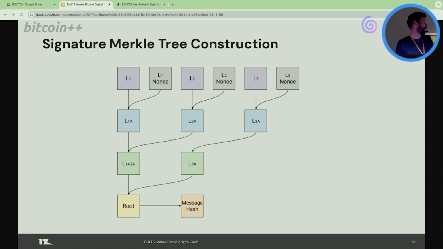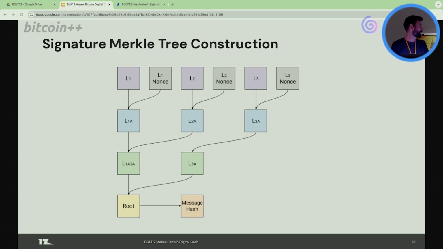So this is a very small example, but you can imagine there's going to be a much larger tree. The top level are the leaves of the tree. L1, L2, and L3 represent TLV records in either the invoice request or the invoice. I'm just going to say invoice from now on to make it easier to say. And so that includes the entire TLV stream, including from the offer and the invoice request. And the interspersed elements there are nonces particular to each of those TLV records.